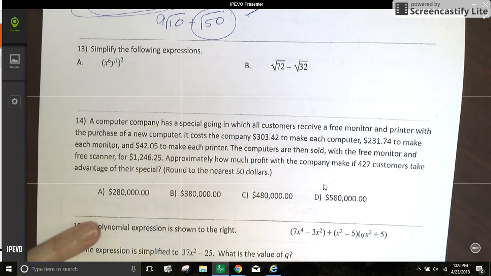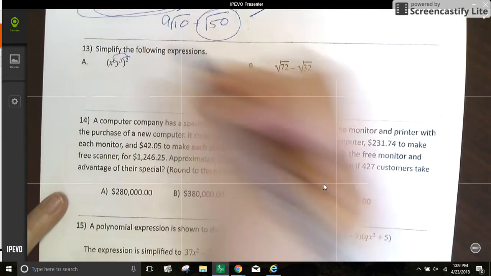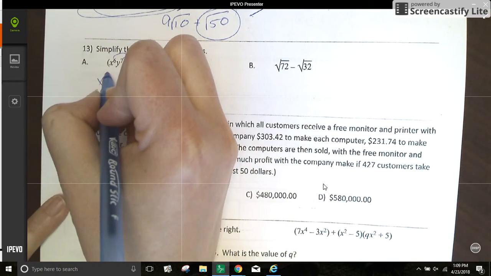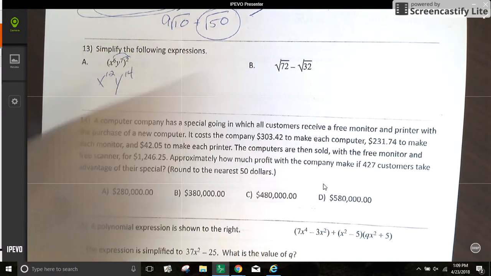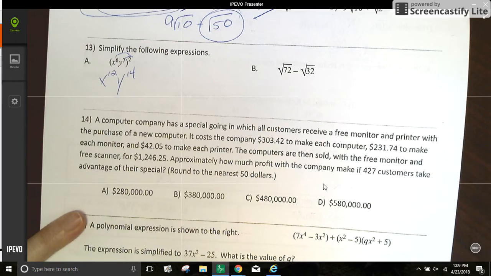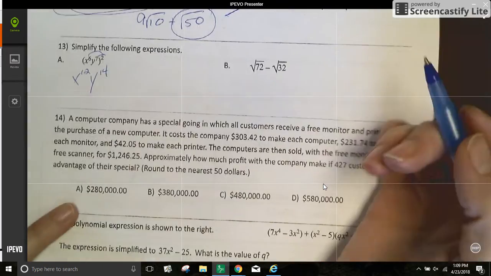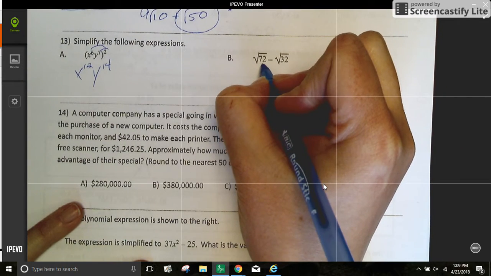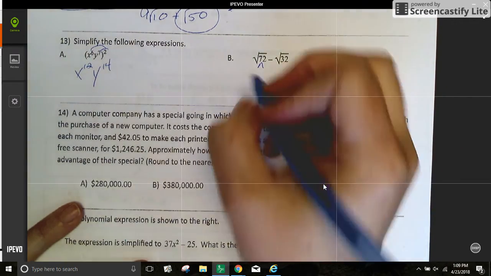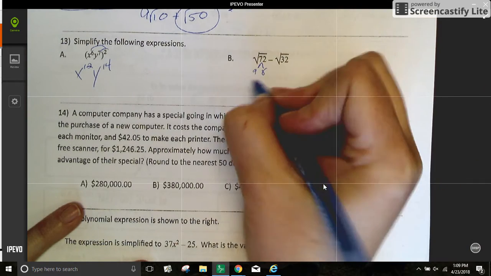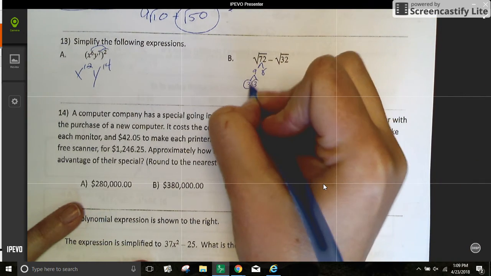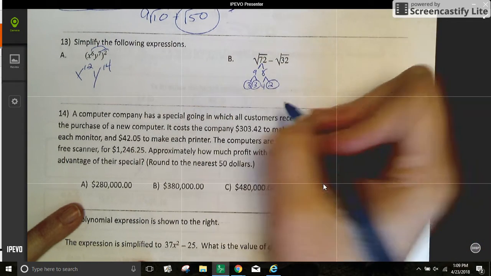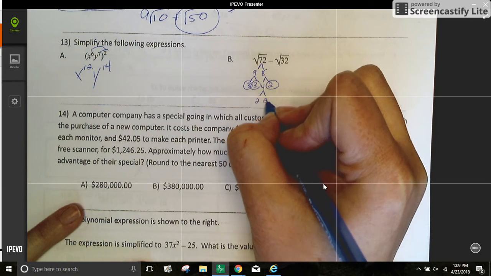Number 13, for A, property rules. You learn these. You multiply when it's power to power. So 6 times 2 is 12. 7 times 2 is 14. And then these two, they want you to break them down. So I will do the factor tree since a lot of you like the factor tree. So 72 is divisible by 9 and 8. And then 9 can be 3 and 3. They're both prime. 8 can be 4 and 2. 2 is prime. And then 4 can be 2 and 2.